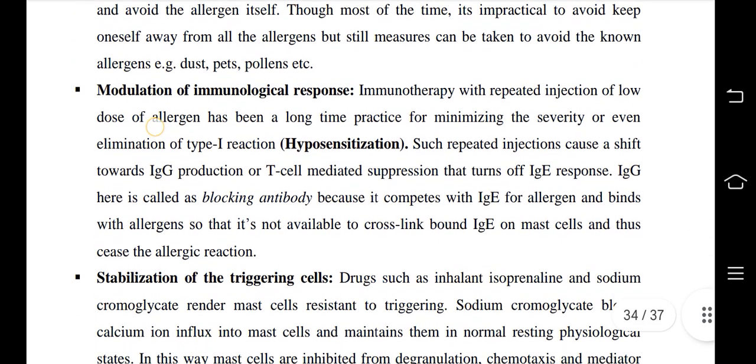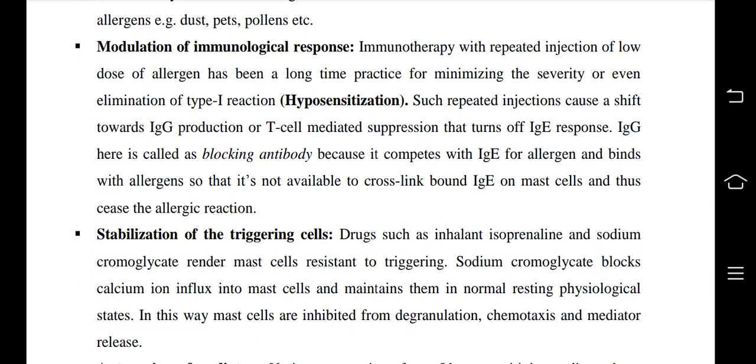Modulation of immunologic response. Immunotherapy with repeated injection of low doses of allergens has been a long-term practice for minimizing the severity or even elimination of type 1 reaction.